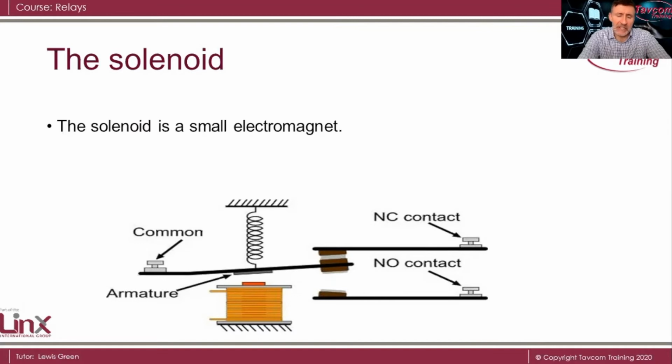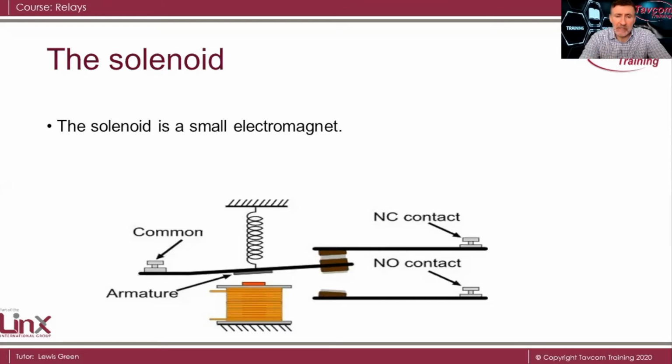The solenoid is actually an electromagnet. It's lots of turns of copper wire around a soft iron core. When we pass an electric current through this, it creates a magnetic field. Now, the armature is attracted to the solenoid, and it's the electric current passing through the coil that is now holding the common to the normally open contact.